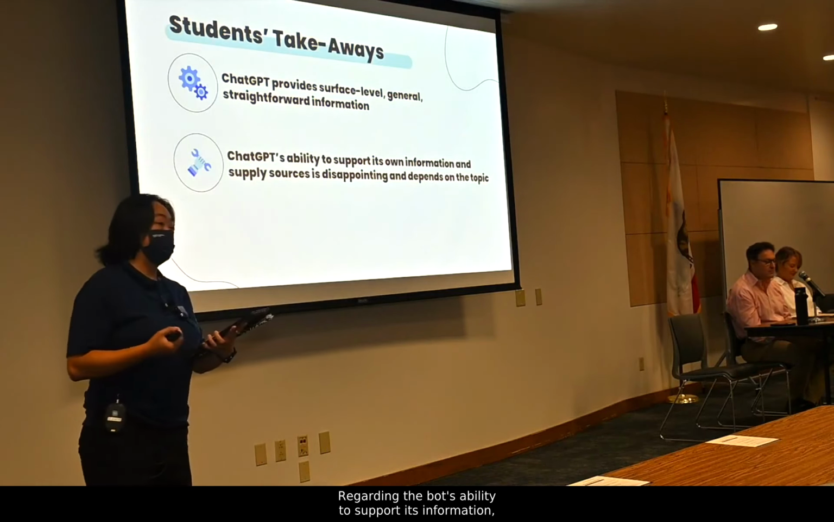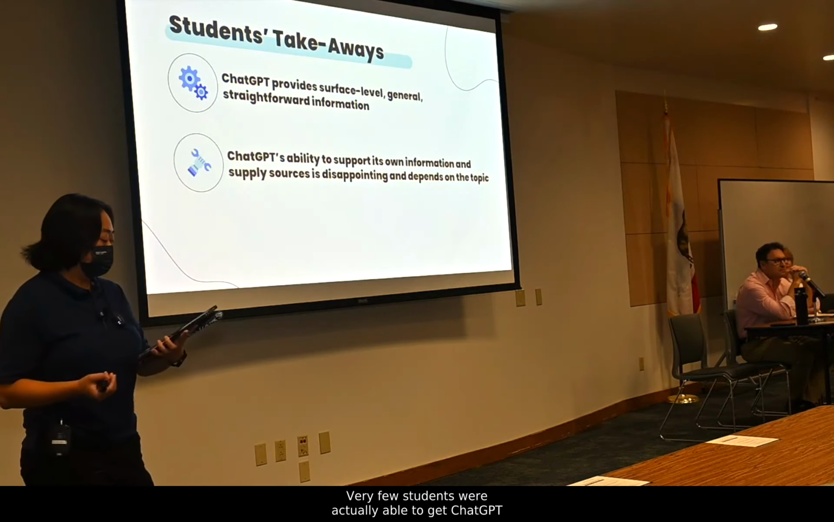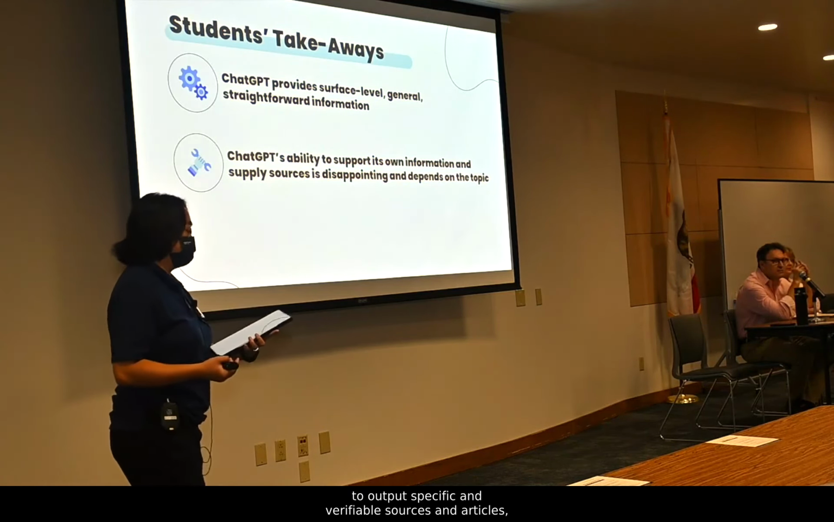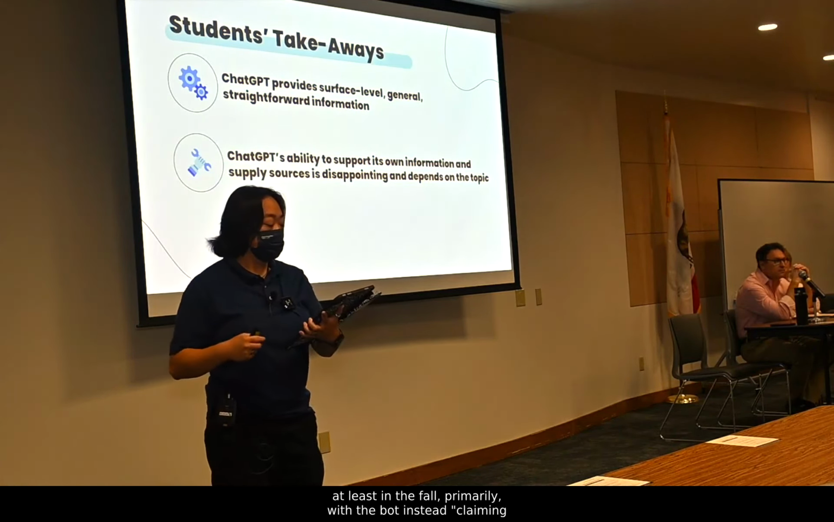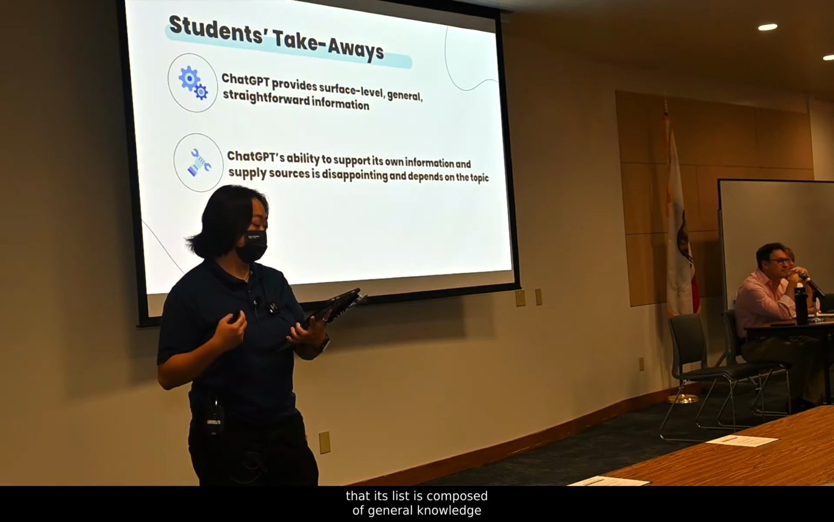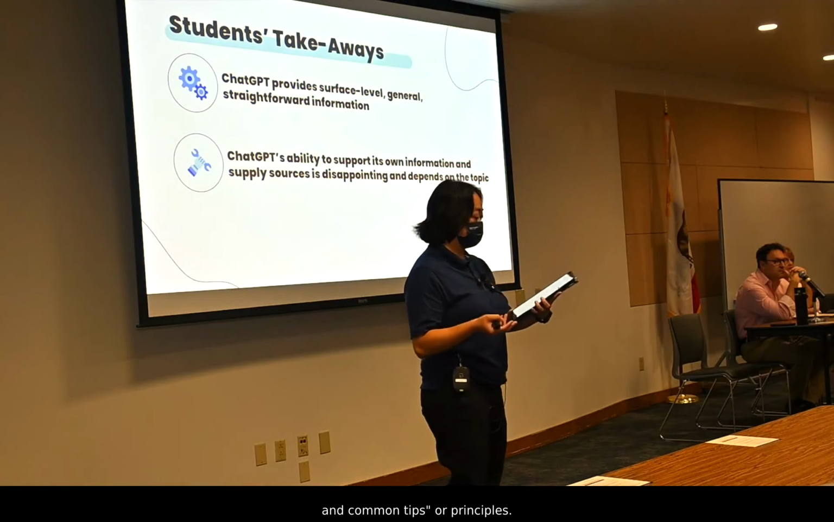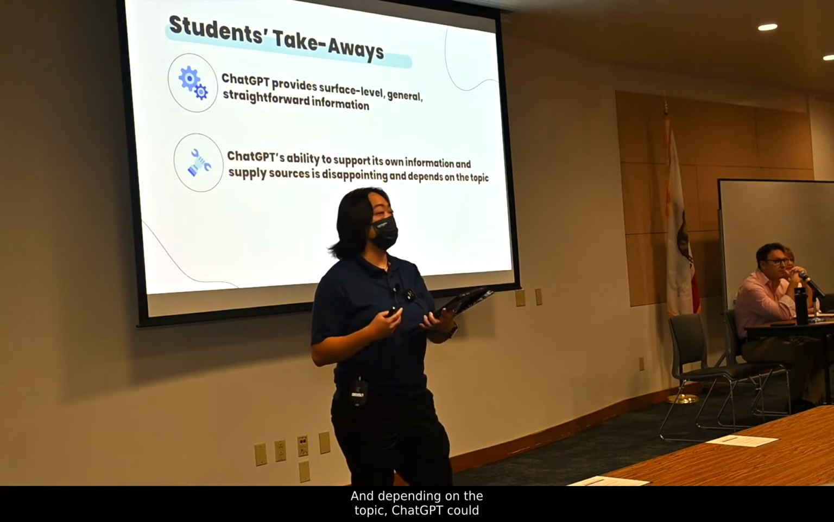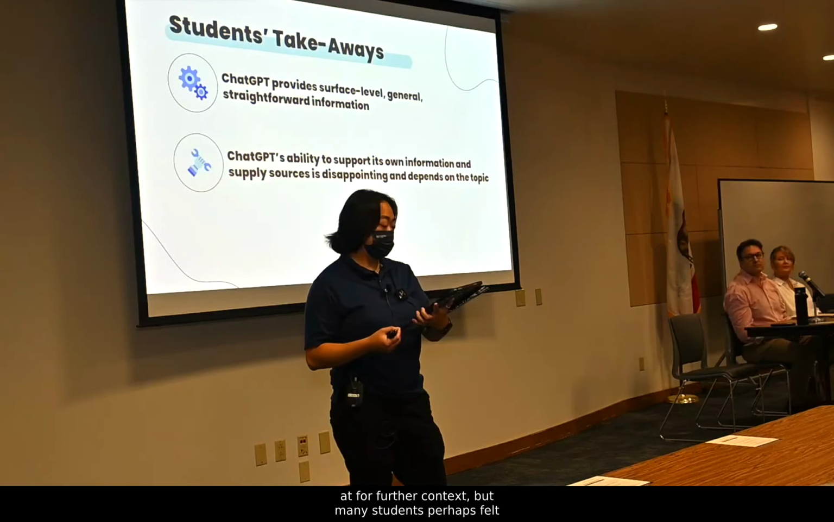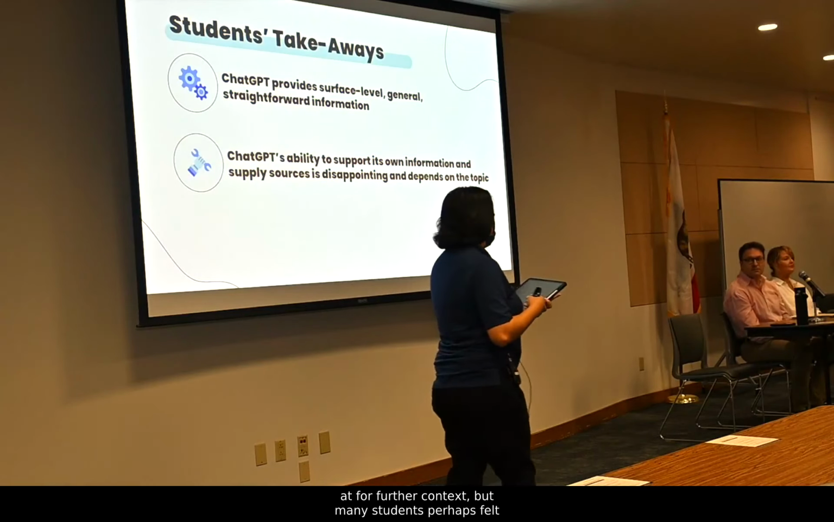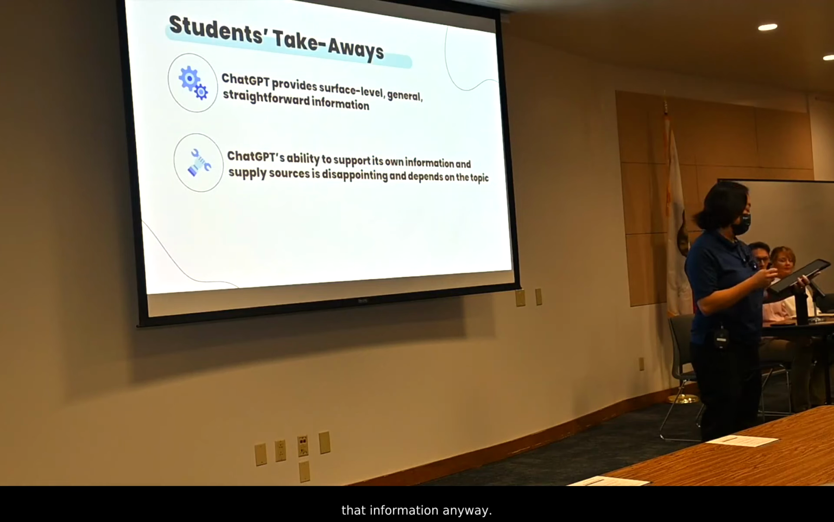Regarding the bot's ability to support its information, students were mostly disappointed by the results. Very few students were actually able to get ChatGPT to output specific and verifiable sources and articles, at least in the fall, with the bot instead, quote, claiming that its list is composed of general knowledge and common tips, end quote, or principles. And depending on the topic, ChatGPT could at times recommend resources, books, and websites to look at for further context, but many students perhaps felt dissatisfied not being able to immediately access that information anyway.